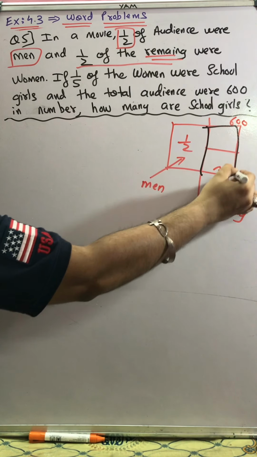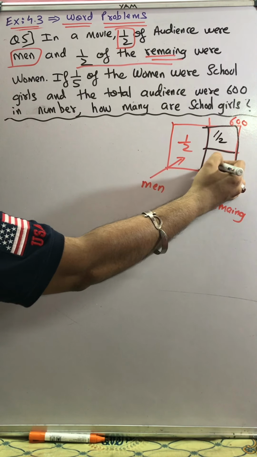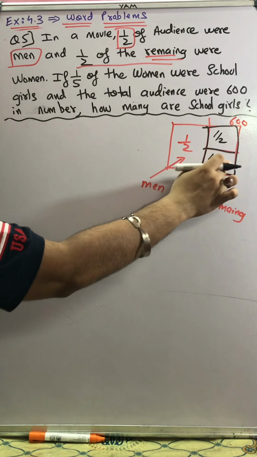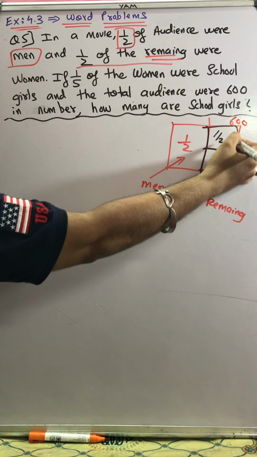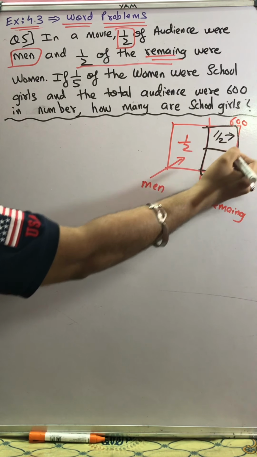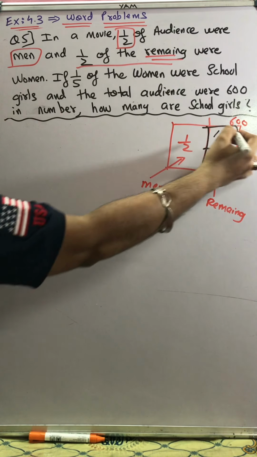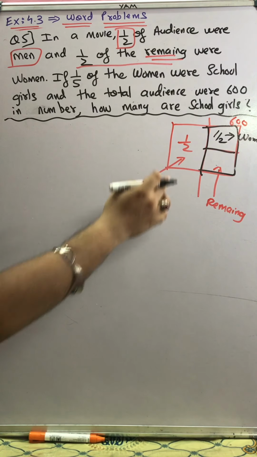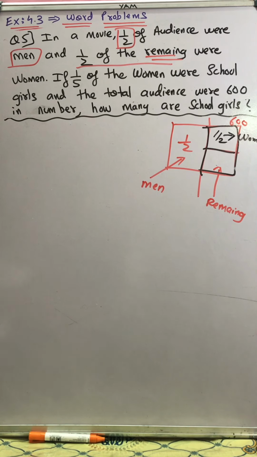This black color is my remaining portion, and half of this is the half of the remaining. This black color was the remaining portion, and this half is half of the remaining, who were women. I'll write W O M. I don't have space here. So hope you are understanding the story.